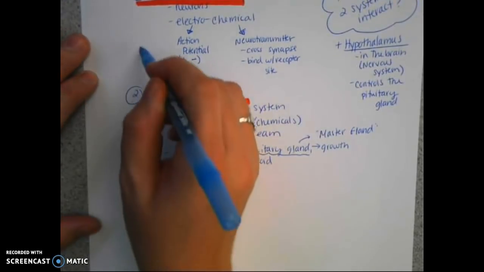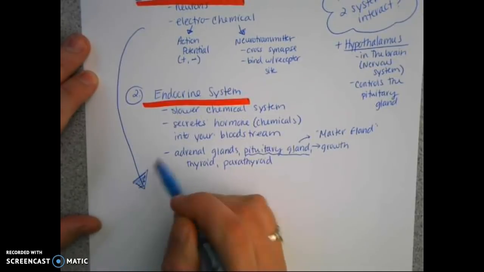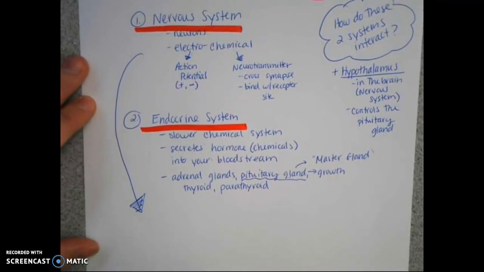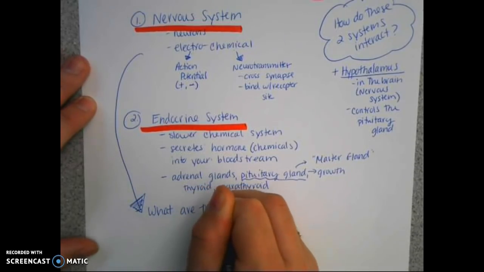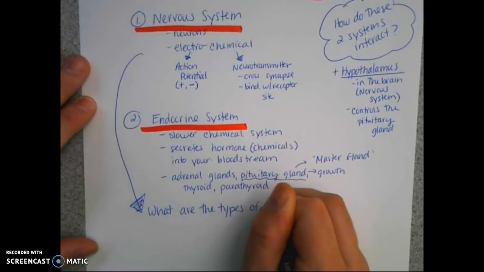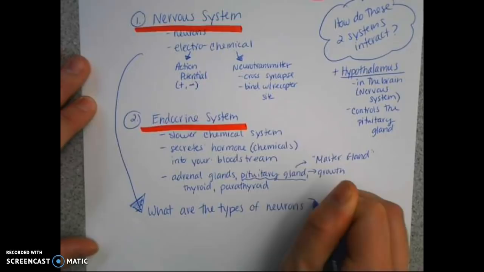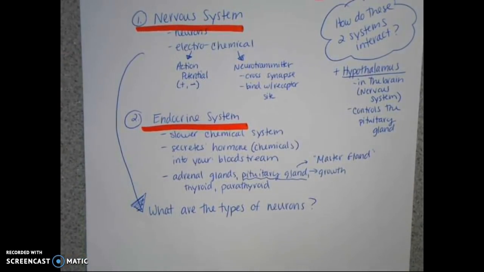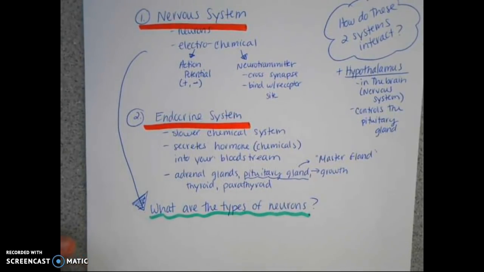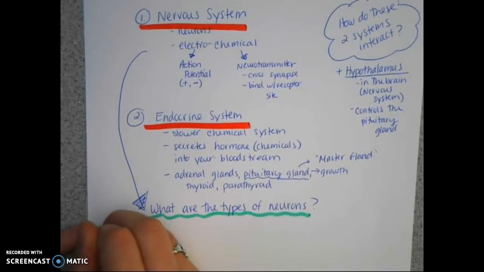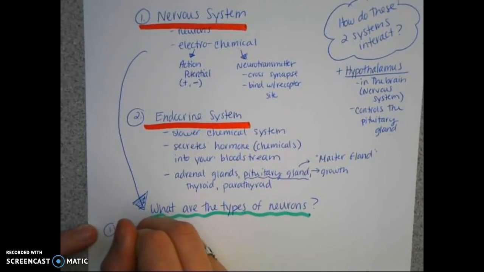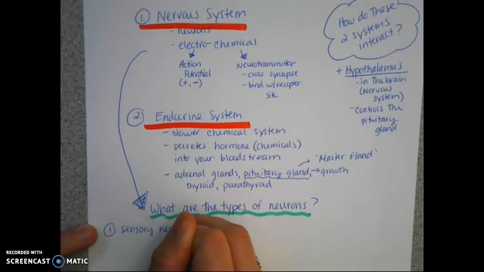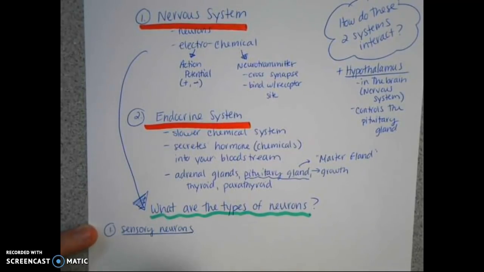So in the nervous system, you have types of neurons. So I'm just going to put, what are the types of neurons? We talked about the neuron being the basic building block of the nervous system, but what are the different types? The first one we'll talk about is referred to as sensory neurons. They're also known as afferent neurons.